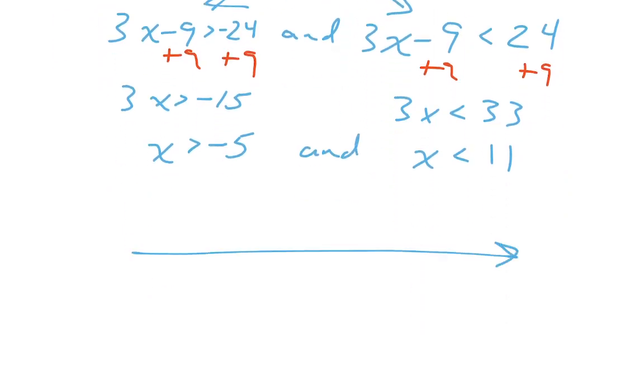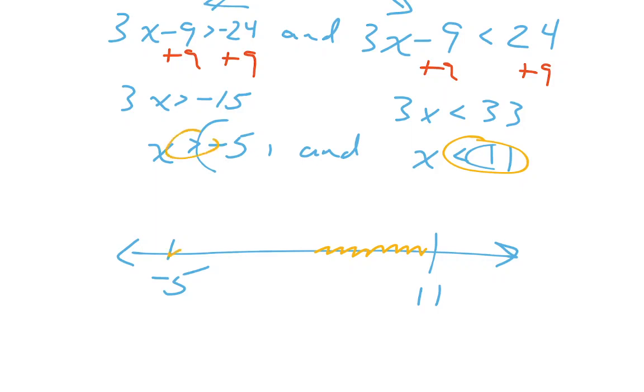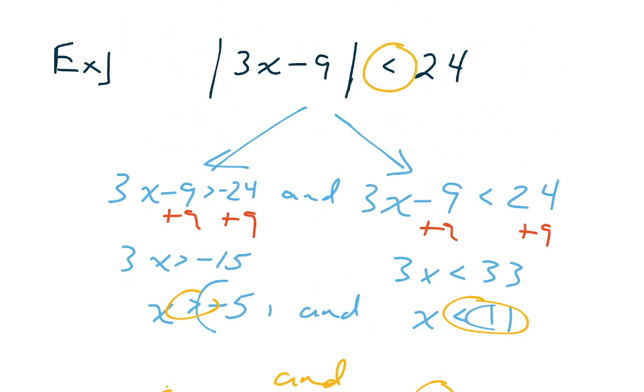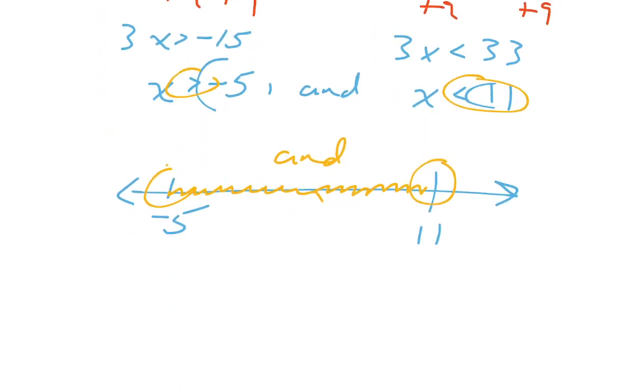You always want to make a number line for your solution. Negative 5 is the smaller number. I'll mark it over here. 11 is the bigger number. I'll mark it over here. I'm less than 11, so that goes to the left. I'm greater than negative 5. And bingo, I'm in the middle of these two numbers. That's how it's supposed to work when it's an AND statement, or more specifically when the absolute value is less than. And then using interval notation, I can just say that I'm between negative 5 and 11, but use parentheses for your endpoints.